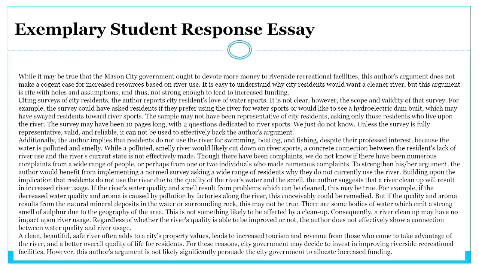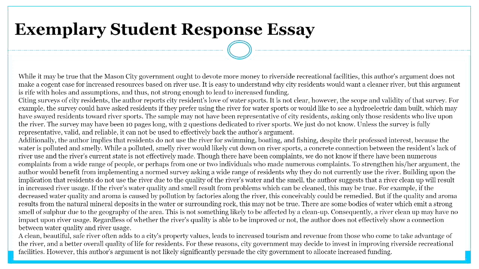Look at his observations. He has read it very clearly and he has made his notes. So, though there have been complaints, we do not know if there have been numerous complaints from a wide range of people, or perhaps from one or two individuals who made numerous complaints. So he's mentioning this as well. He has observed it and he's mentioning it. To strengthen her argument, the author would benefit from implementing a normal survey asking a wide range of residents why they do not currently use the river.